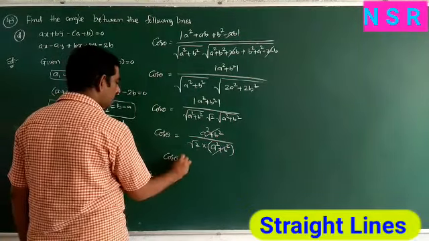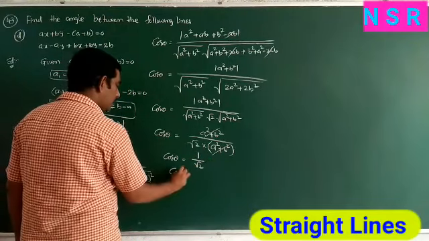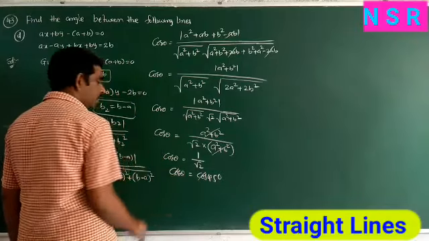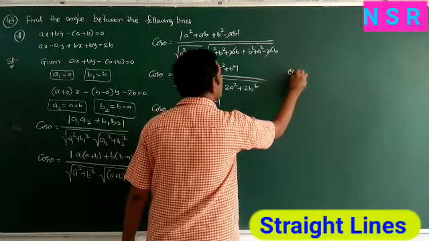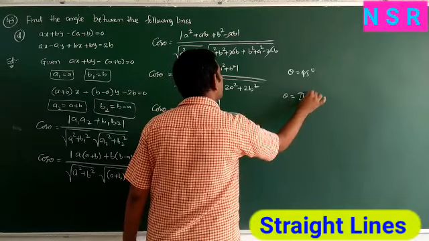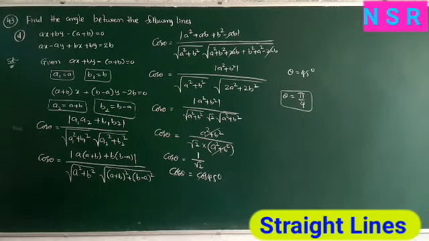Now cos theta is equal to 1 by root 2. So in cos, 1 by root 2 is at 45. Now write cos 45. So both sides cos cancel. Now theta is equal to 45 degrees, or we can write theta equal to pi by 4. So this is the angle between two straight lines.